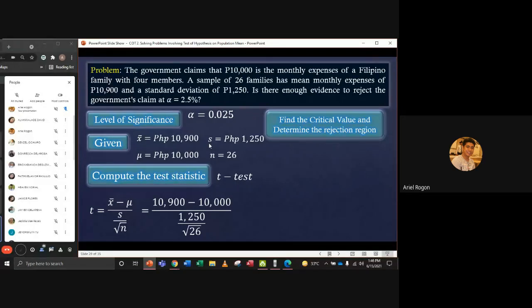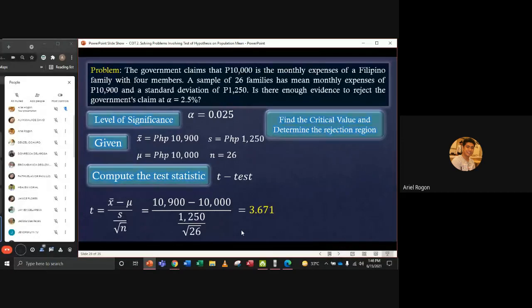What will be the computed t-value? Plus, use your calculator. Yes, Baldo? 3.671, sir. Okay, 3.671. So let's check. The computed t-value is 3.671.